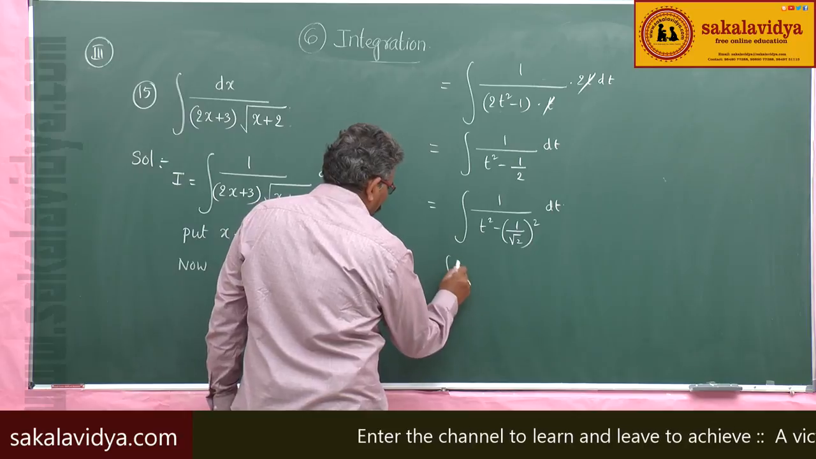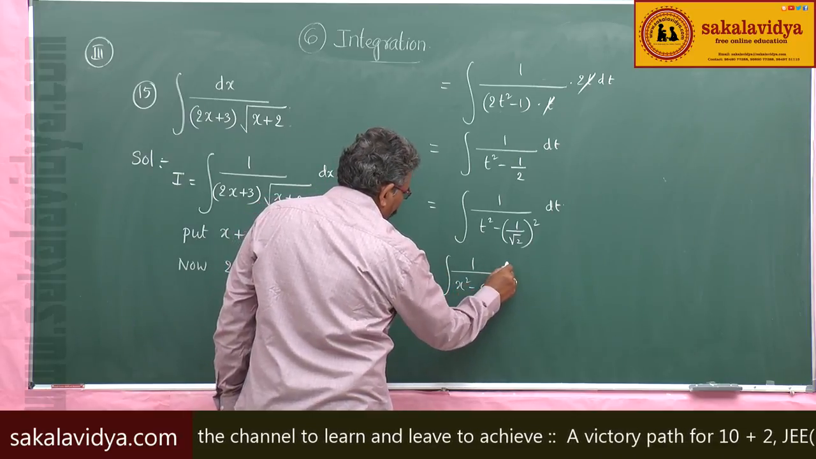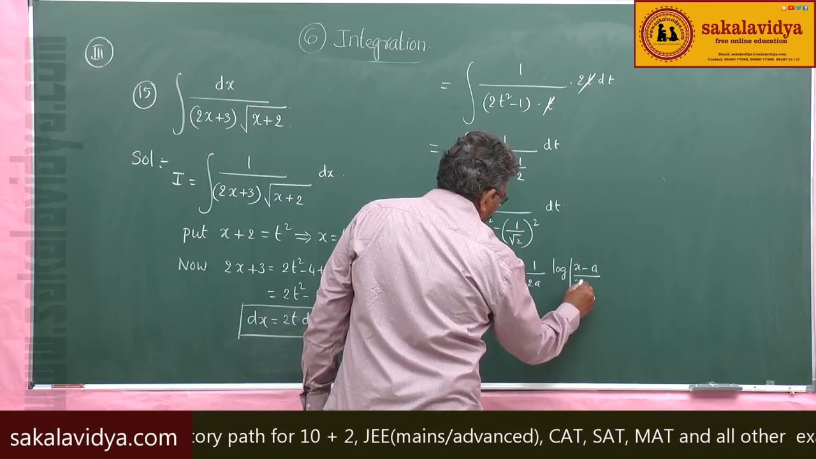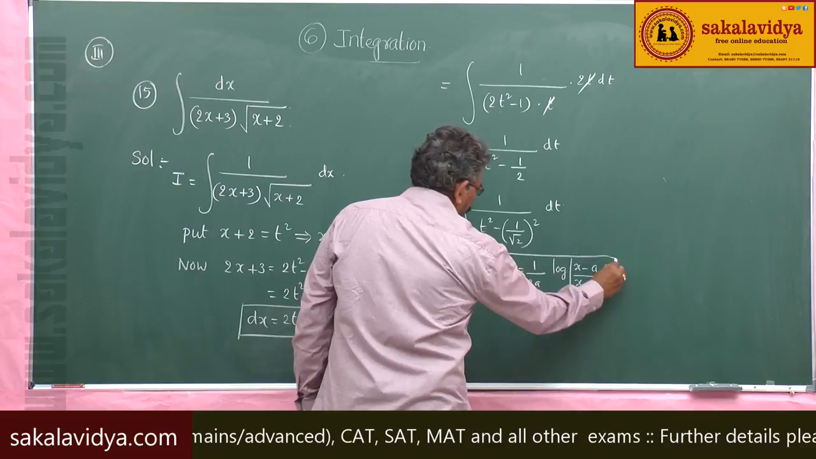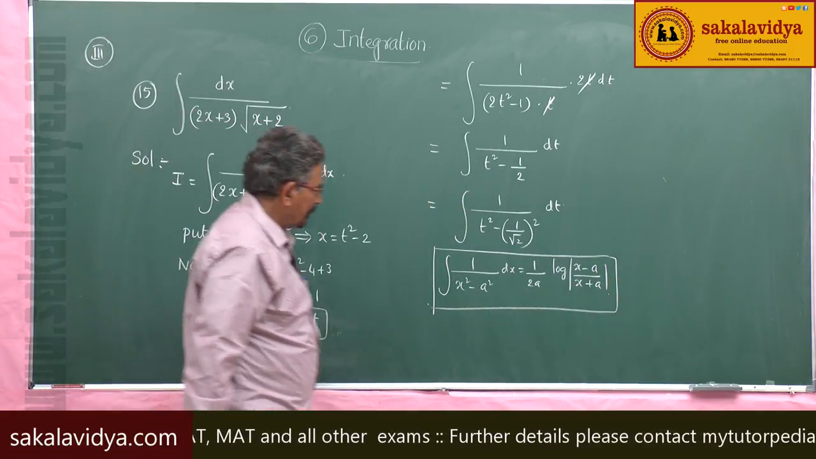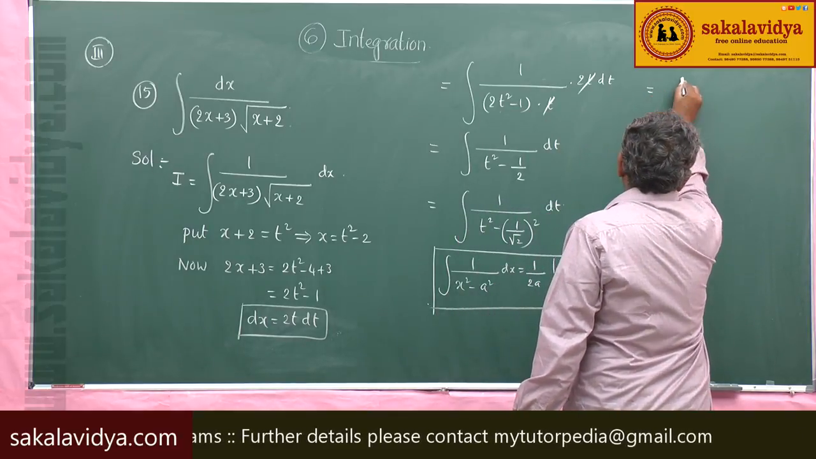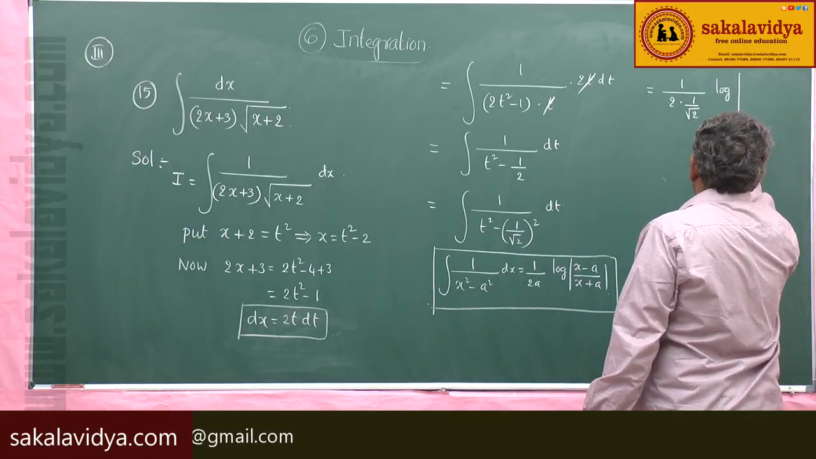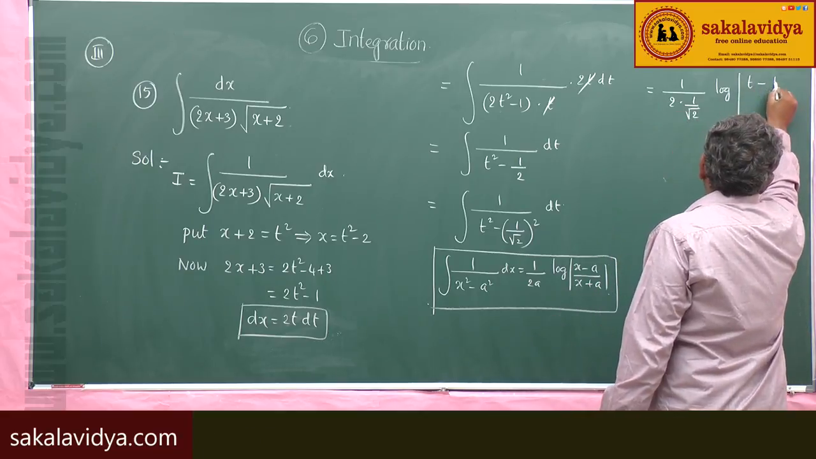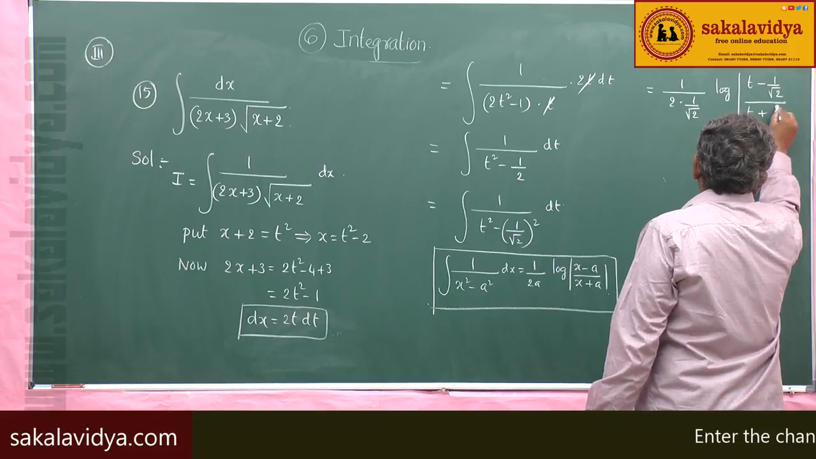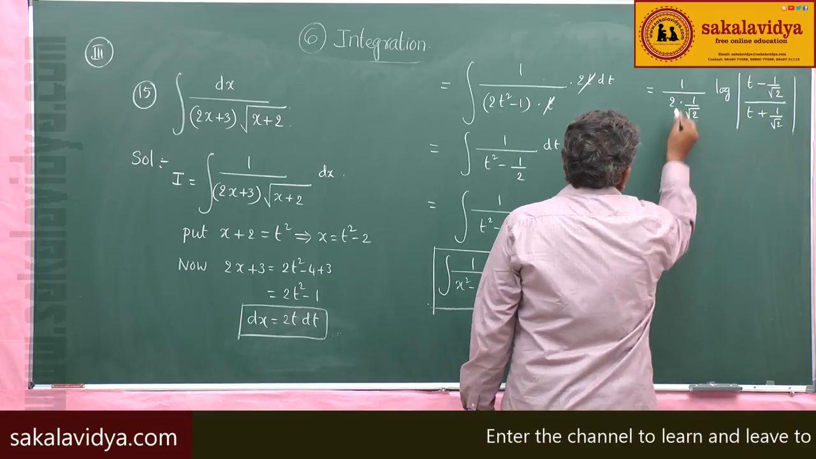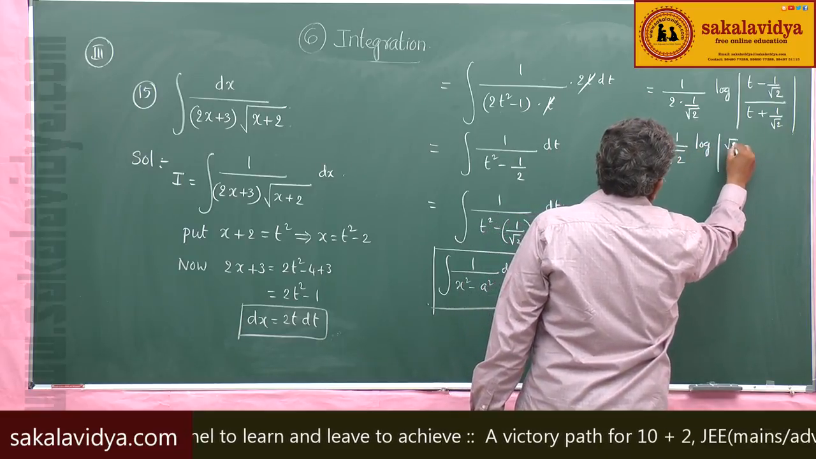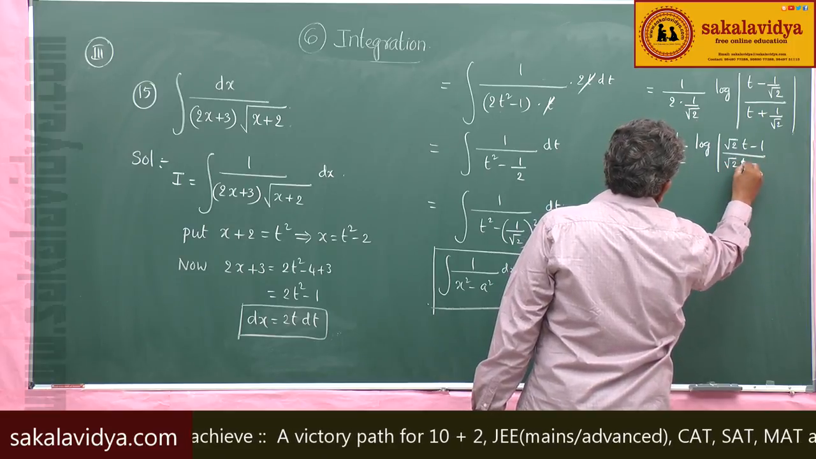What is the formula? Integral of 1 by (x square minus a square) dx is 1 by 2a log mod (x minus a) by (x plus a). Okay. Using this, 1 by 2 into 1 by root 2, log mod, x transferred to t, (t minus 1 by root 2) by (t plus 1 by root 2). 2 by root 2 means root 2, so 1 by root 2 log mod (root 2 t minus 1) by (root 2 t plus 1).